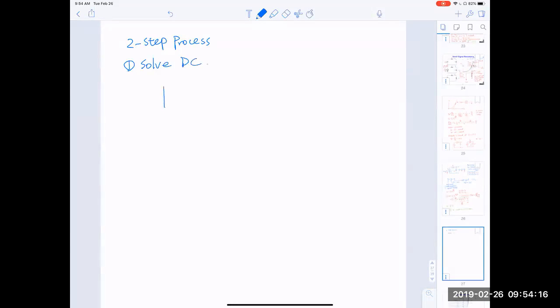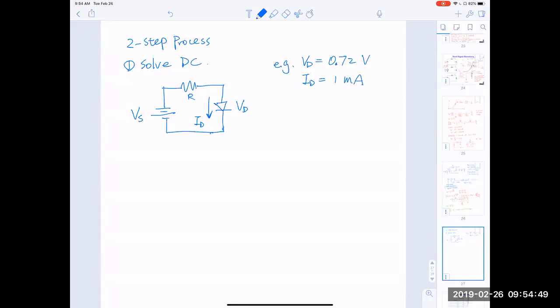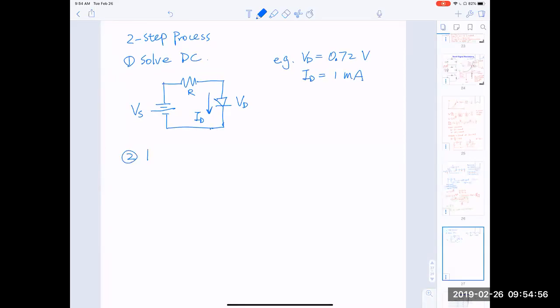So the DC problem, this will be a battery, right? And R and the diode, okay? And so this is Vs, this is R, here the voltage drop is Vd, and this is the iterative solution. So for example, we find the solution to be, for example, Vd is equal to 0.7252 volts, ID is equal to, say, 1 milliamp, for example. This depends on the resistor value, of course. So the second step, we replace the circuit with the small signal equivalent circuit.